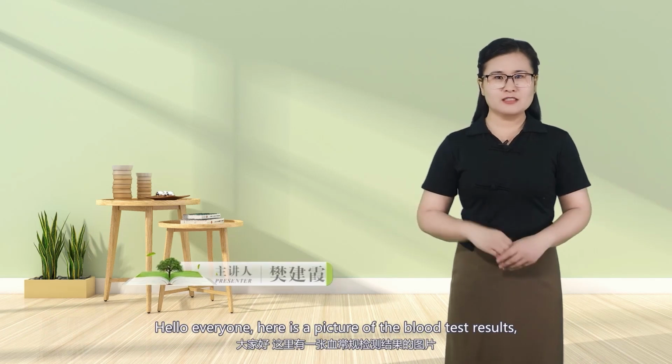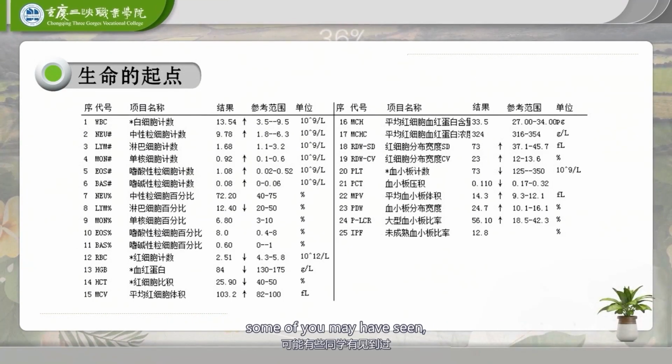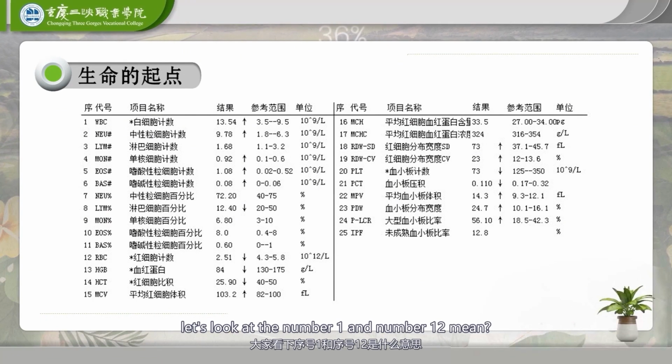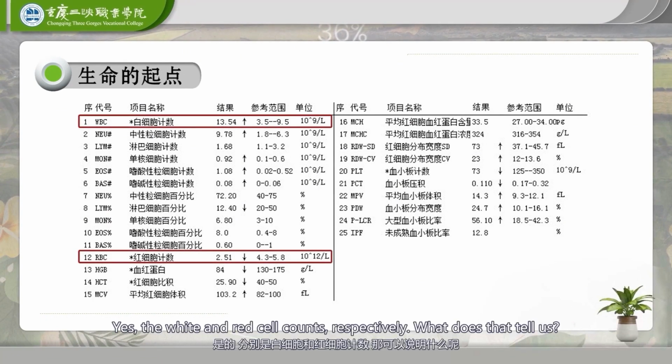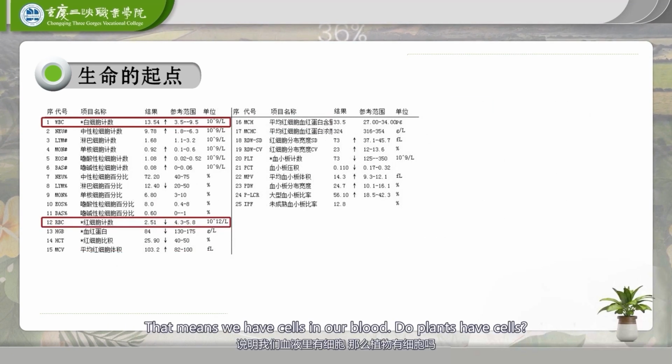Hello everyone, here is a picture of the blood test results some of you may have seen. Let's look at what number 1 and number 12 mean. Yes, the white and red cell counts, respectively. What does that tell us? That means we have cells in our blood.